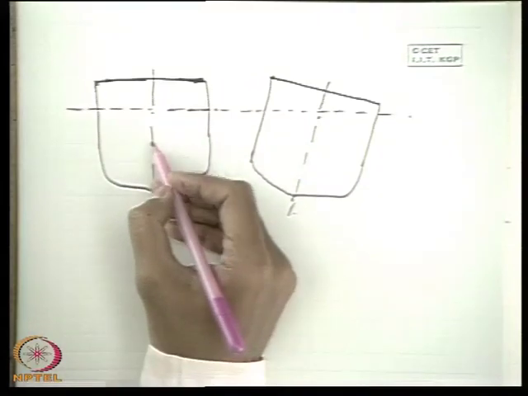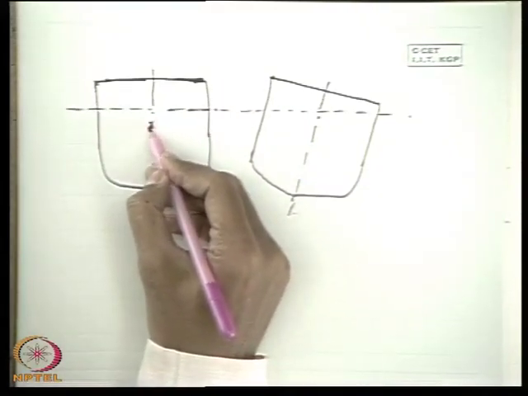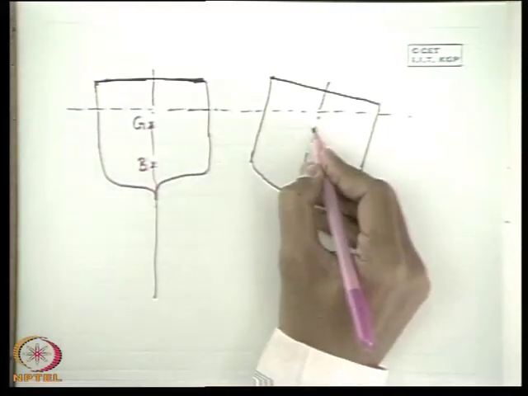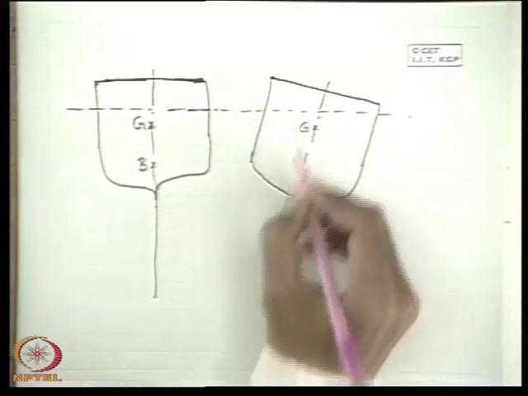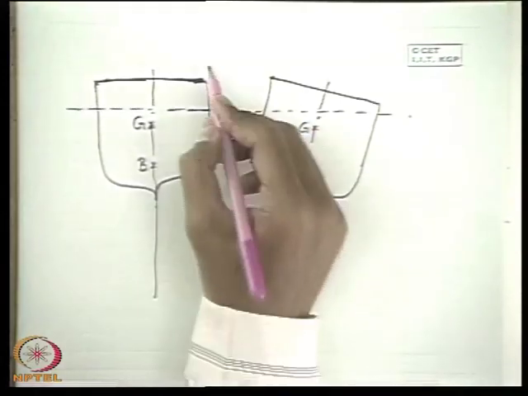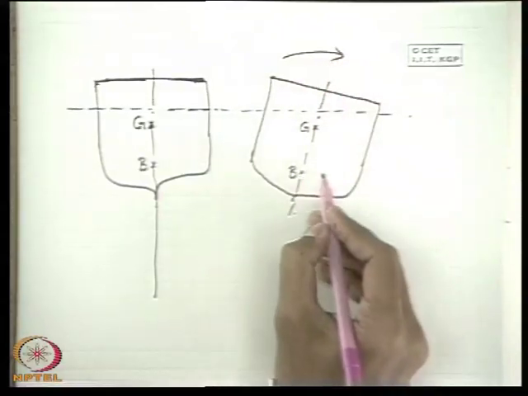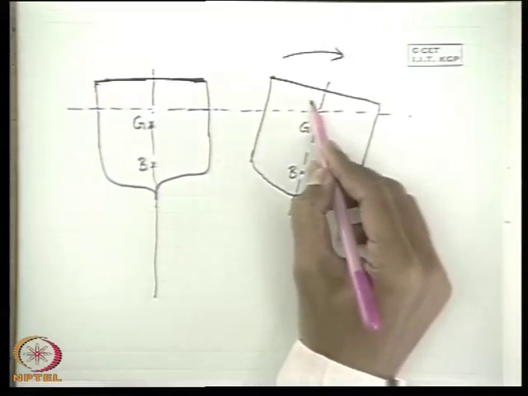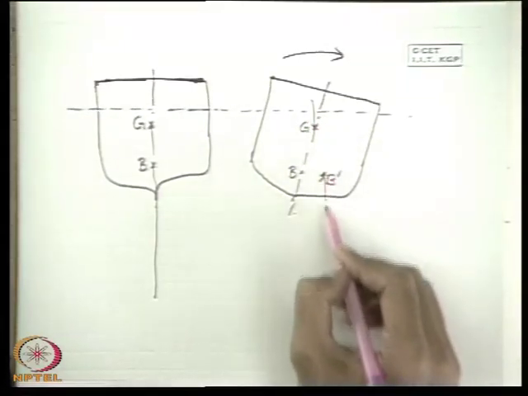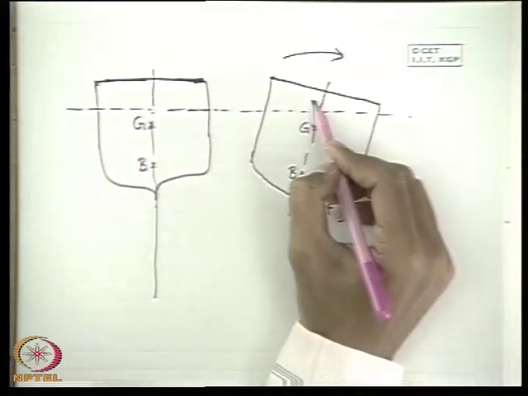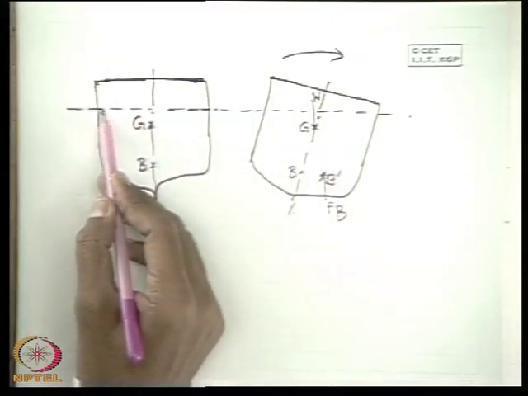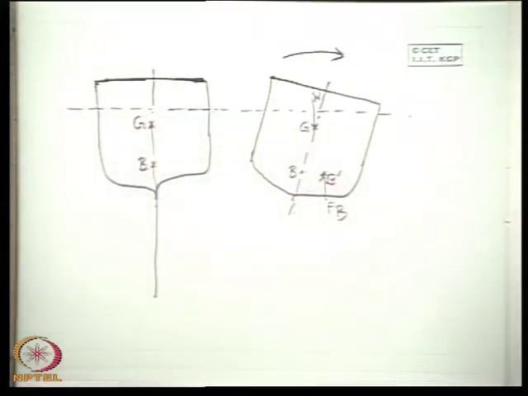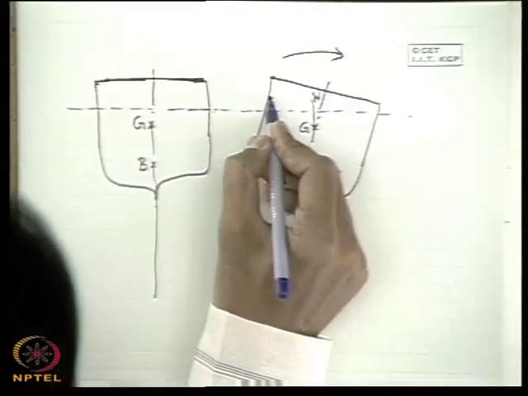Now, let us first consider a simple case, that G remains unchanged, with G above B. Let us consider this is G, but the old B, obviously, when you give a tilt in this direction, will be shifted here, B dash. So the weight acts through G, and this is the buoyancy force FB, and this is W. Now, if we trace the old line for the plane of flotation, we can draw like this.